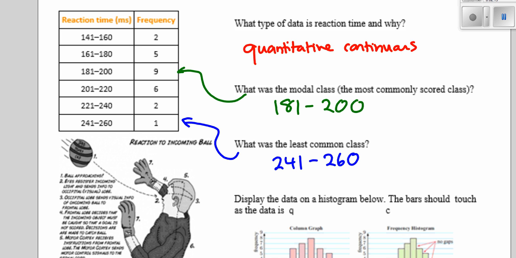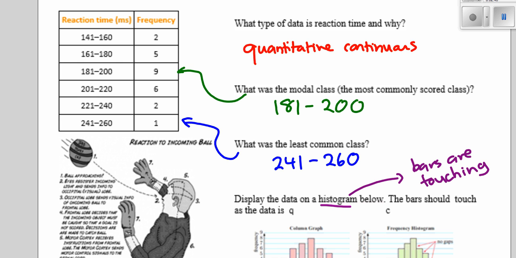And then what we're asked to do is display the data on a histogram. Now, on a histogram, are the bars touching or not touching? Touching. Yeah, so bars are touching, because histograms are when you've got continuous data, so that means there shouldn't be any break in the x-axis. If it's a bar chart, it's more discrete data, so they're not touching. Bar charts are not touching.